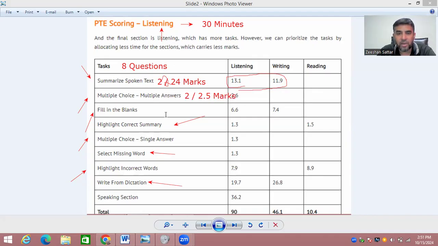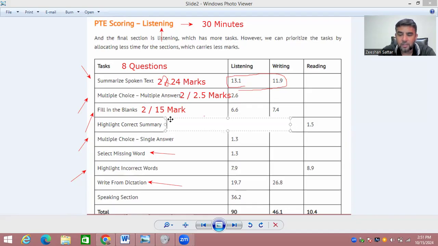And then there is a third one, known as fill in the blanks. The fill in the blanks of your listening exam is about 15 marks in total. There will be total 2 questions, and these 2 questions will in total provide the exam with 15 marks. Then the next one is highlight the correct summary. It is a question of 3 marks. 2 questions almost with 3 marks.